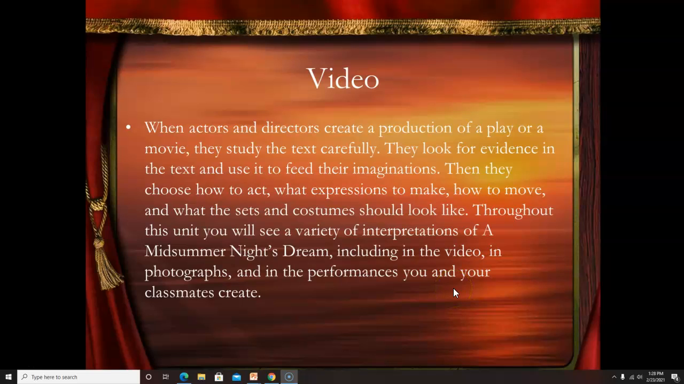So when the actors and directors are creating the production, they study the text super carefully. So they're looking for evidence to use to feed their imagination. So throughout this unit, you're going to see various interpretations of this, including videos, some photographs, and some performances from other people.